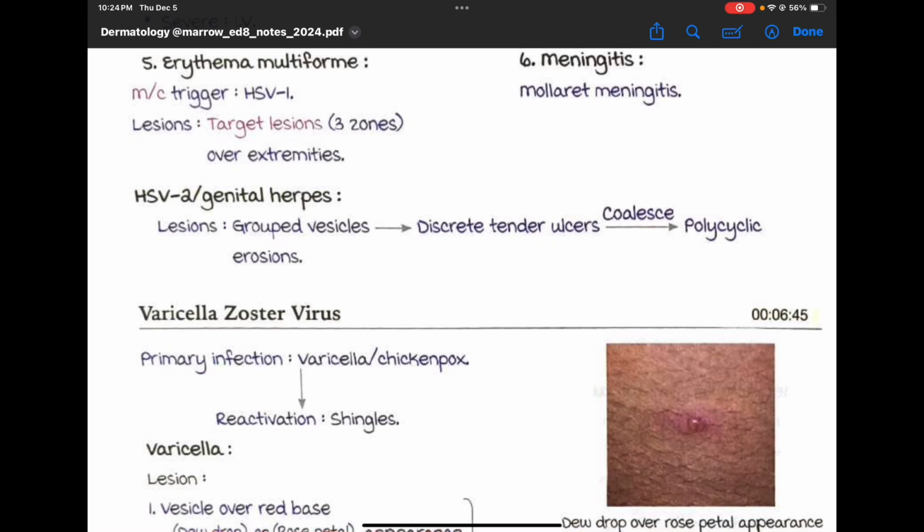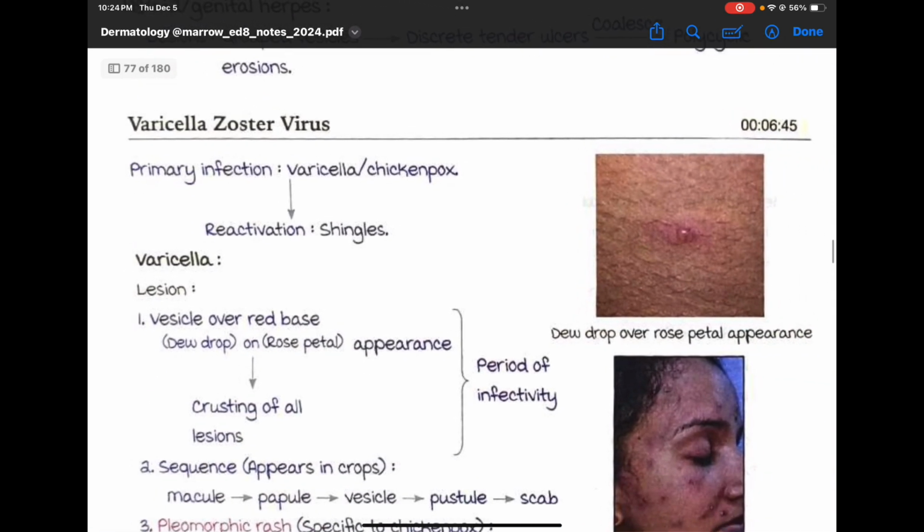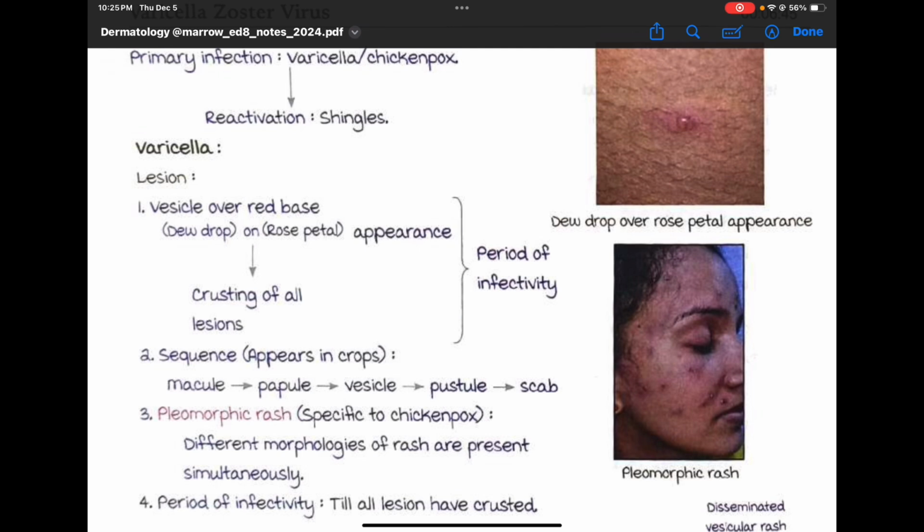Varicella zoster virus, primary infection, varicella chickenpox, then reactivates as shingles, which is very common here in Canada. They immunize old age people against shingles by giving the herpes zoster vaccine. Dewdrop over rose petal appearance. This is a chickenpox lesion. Varicella. Lesion: vesicle over red base. Dewdrop on rose petal appearance.